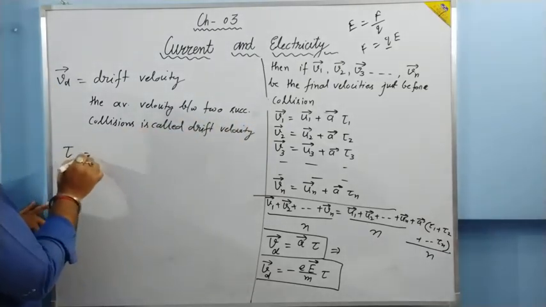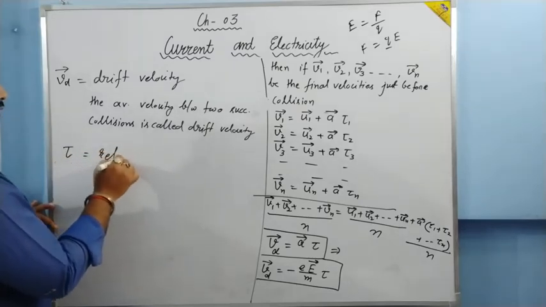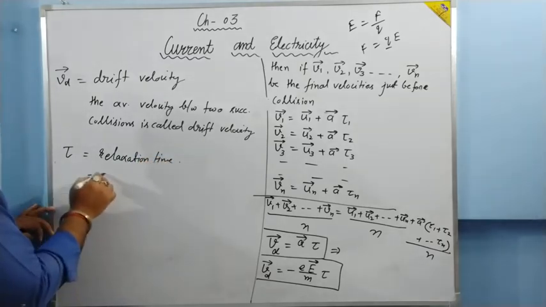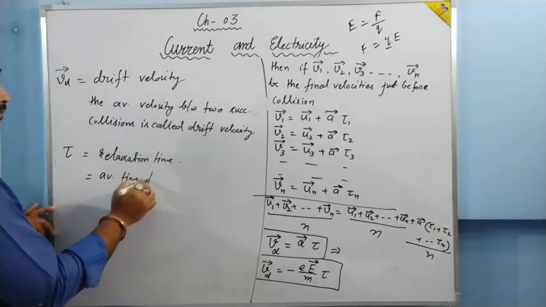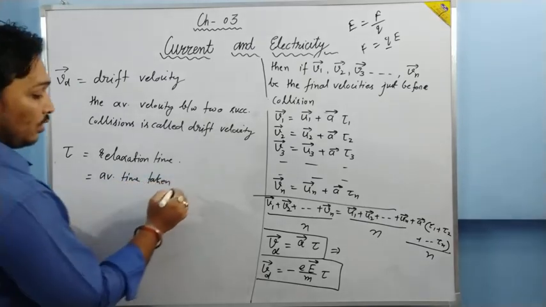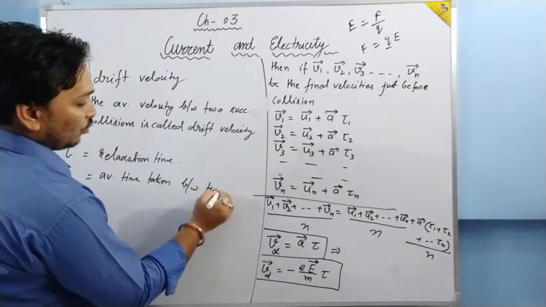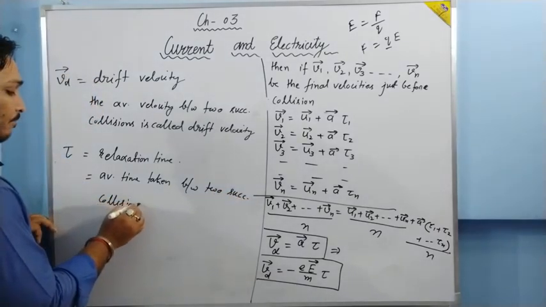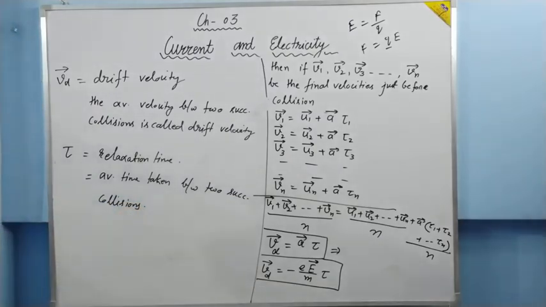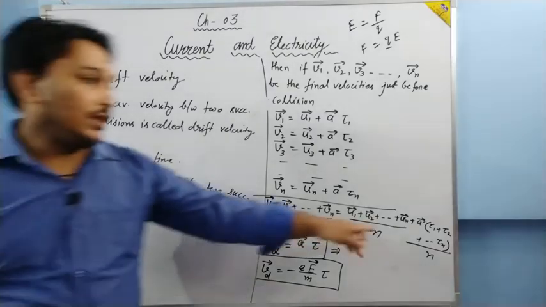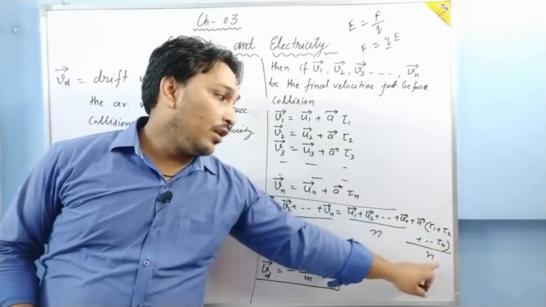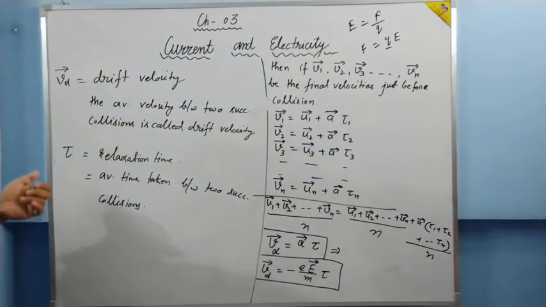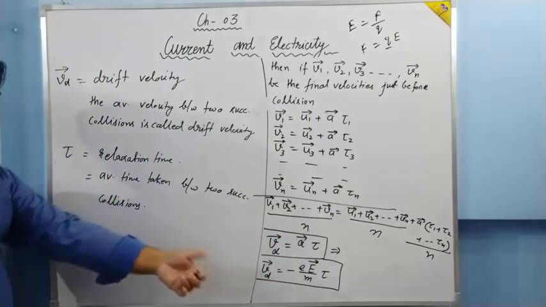And one more factor we have used, that is tau. It is called the relaxation time. What is that relaxation time? It is the average time taken between two successive collisions, right? And it is the average time, as you can see, tau 1 plus tau 2 plus tau 3 plus tau n upon n. From here we have written it as tau. So it is the average time taken between two successive collisions.